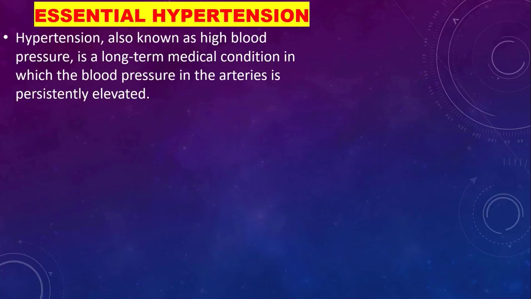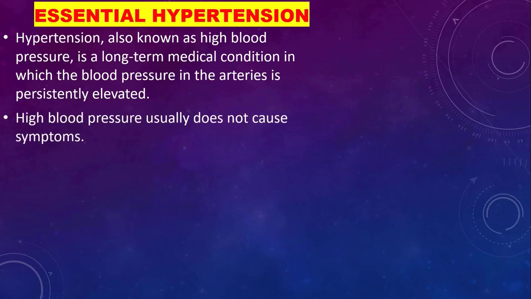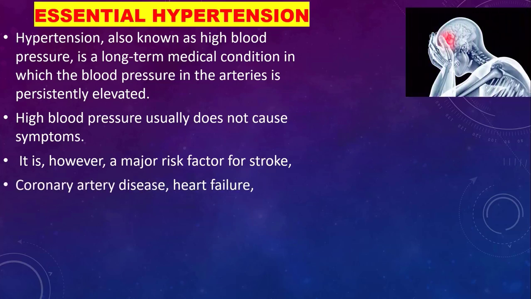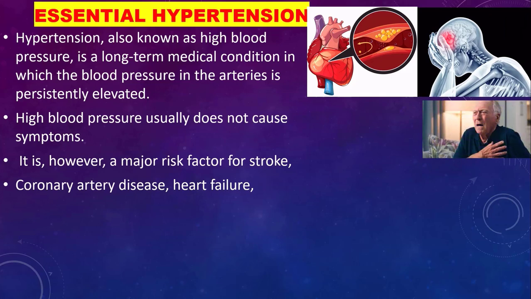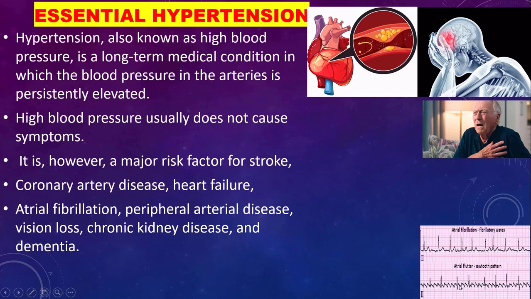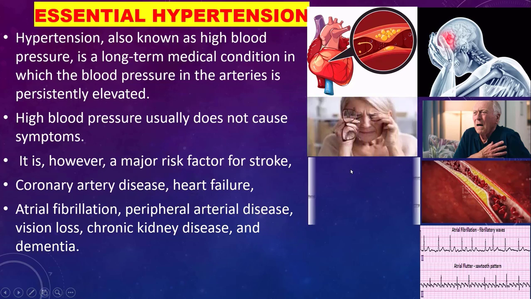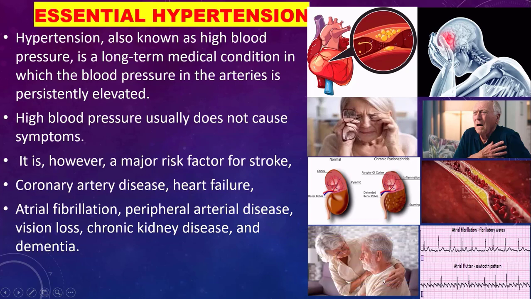Hypertension, also known as high blood pressure, is a long-term medical condition in which the blood pressure in the arteries is persistently elevated. High blood pressure usually does not cause symptoms. It is, however, a major risk factor for stroke, coronary artery disease, heart failure, atrial fibrillation, in which sawtooth-like structures appear in the ECG graph and QRS complexes are irregular, peripheral arterial disease, vision loss, chronic kidney disease, and dementia, in which loss of memory occurs. Hypertension is a major cause of premature death worldwide.